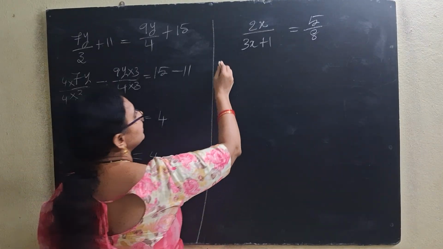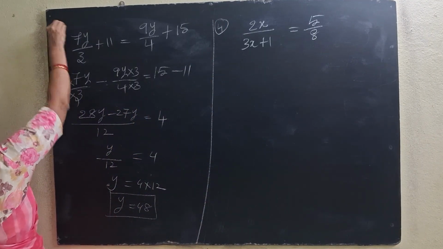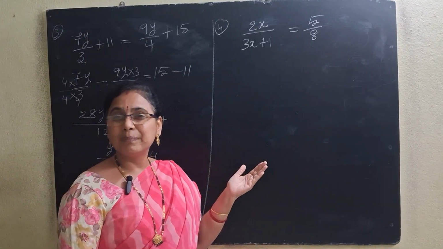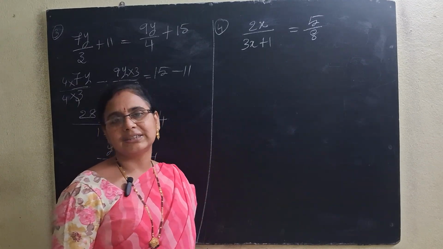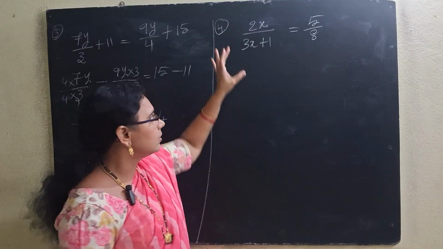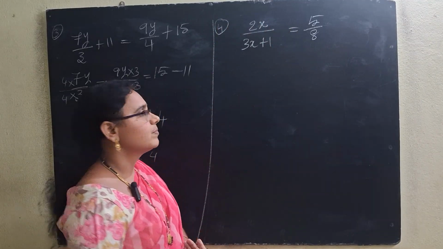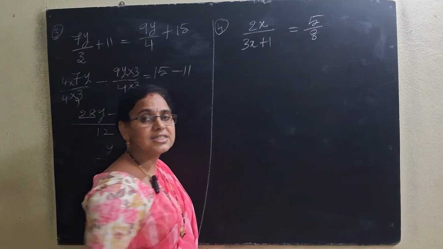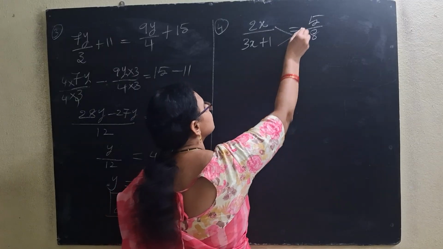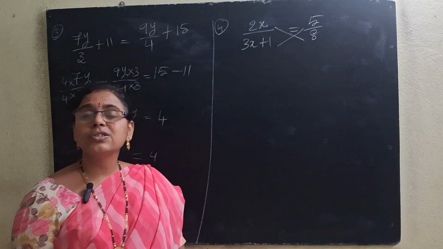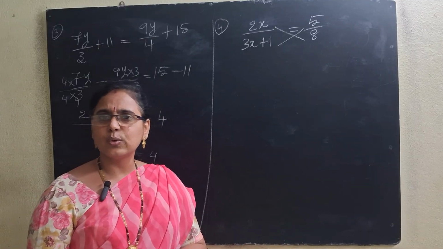Okay, come to this question. 2x by 3x plus 1 is equal to 5 by 8. Here it is a complete denominator. Transpose this denominator to that side. Here division is going on, transpose to that side, multiplication. Same, between the fractions is equal to is there. Take that denominator to this side, this denominator to that side. That is known as cross product. Why? Because on both sides division is going on.